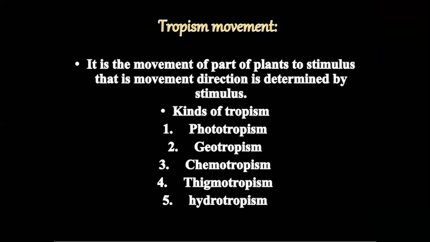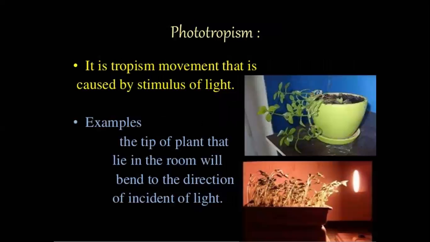Paratonic movement is a movement which is due to an external stimulus, and it is of two types: tropic movements and nastic movements. First we discuss the tropic movement. It is a movement of a part of a plant towards the stimulus. The kinds of tropism are phototropism, geotropism, chemotropism, thigmotropism, and hydrotropism. We will discuss these one by one.